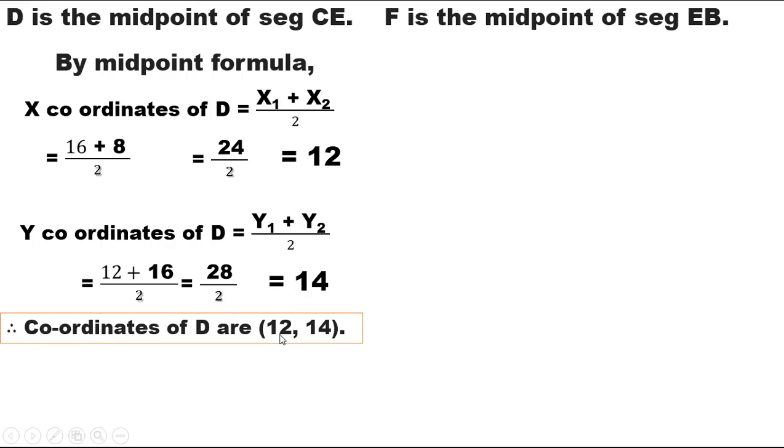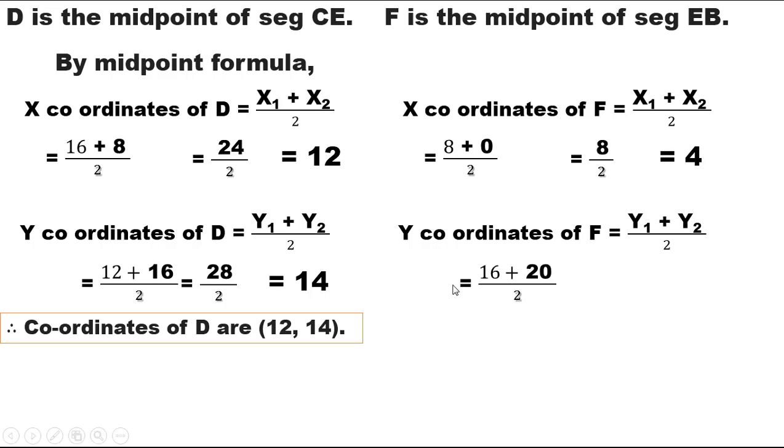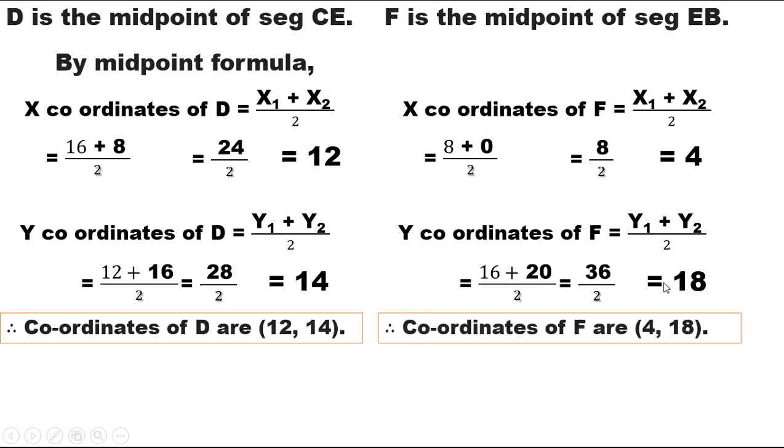F is the midpoint of the segment EB. X coordinate of the F is equal to (x1 plus x2) divided by 2. (8 plus 0) divided by 2 is equal to 8 upon 2 is equal to 4. The y coordinate of the F is equal to (y1 plus y2) divided by 2. That is equal to (16 plus 20) divided by 2 is equal to 36 upon 2 is equal to 18. The coordinates of the F are 4 and 18.